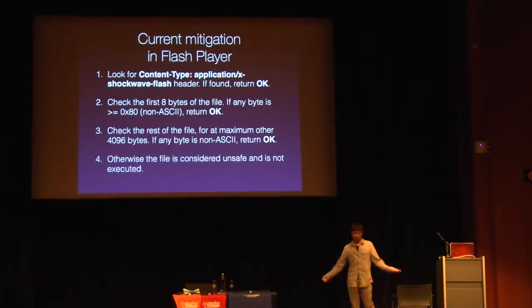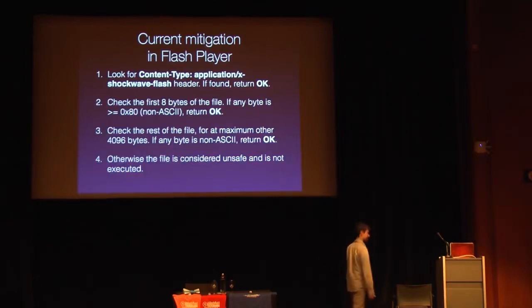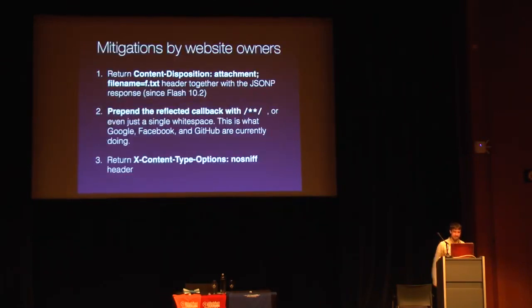You might say, why should a JSONP endpoint accept UTF-8, right? But they do. Actually, I would say like 20% do, okay? Even in very important services. And I'm not saying which one, but very important ones. So what can website owners do to mitigate this?